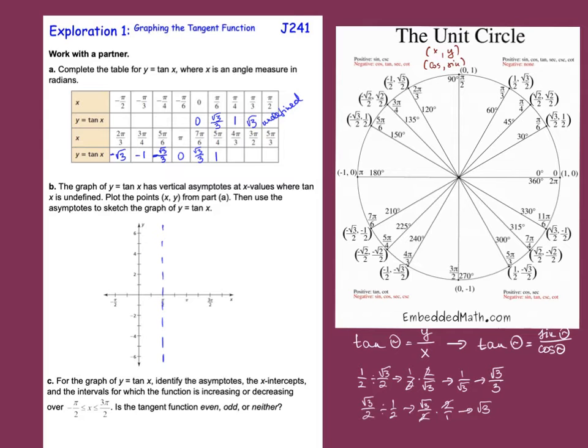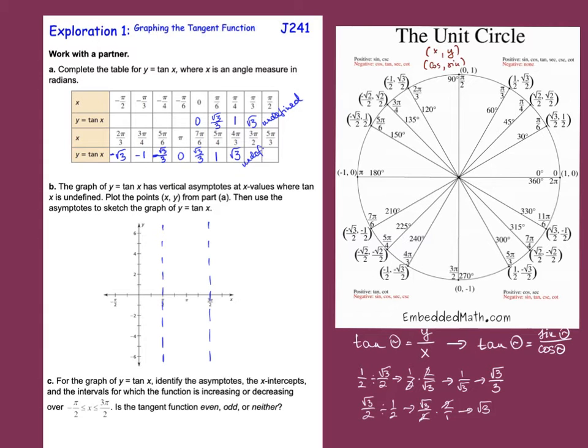Then we move to 4 pi over 3. So negative root 3 over 2 divided by negative half. So that's going to be root 3. Then we move to 3 pi over 2. So 3 pi over 2 is here. So we go to negative 1 divided by 0. So we arrive at another place where the graph is going to be undefined. So I'm going to graph that in my graph right away. That 3 pi over 2, the graph is going to be undefined again.